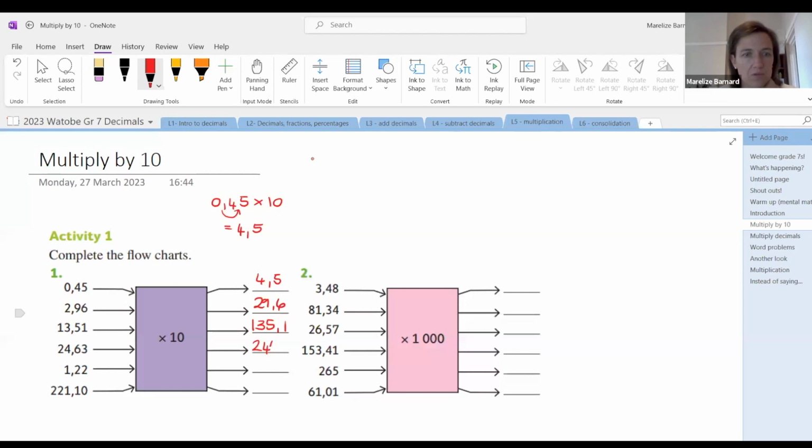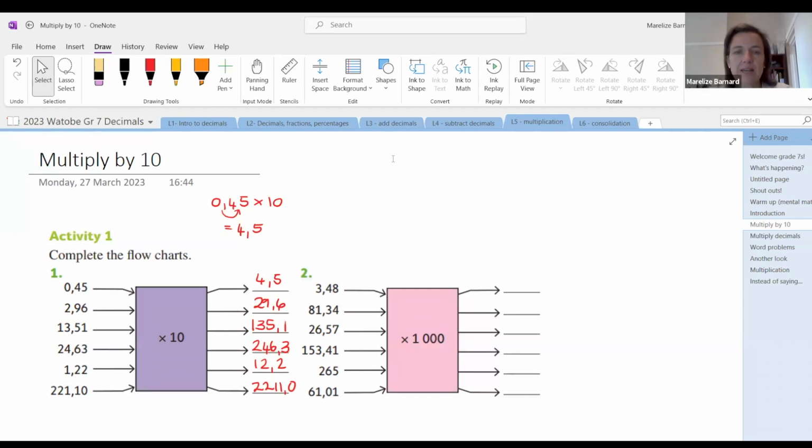246.3. And then 1.22 times by 10, what do we get? 12.2. And 221.1 times by 10. That's right, 2,211. So that's timesing by 10.